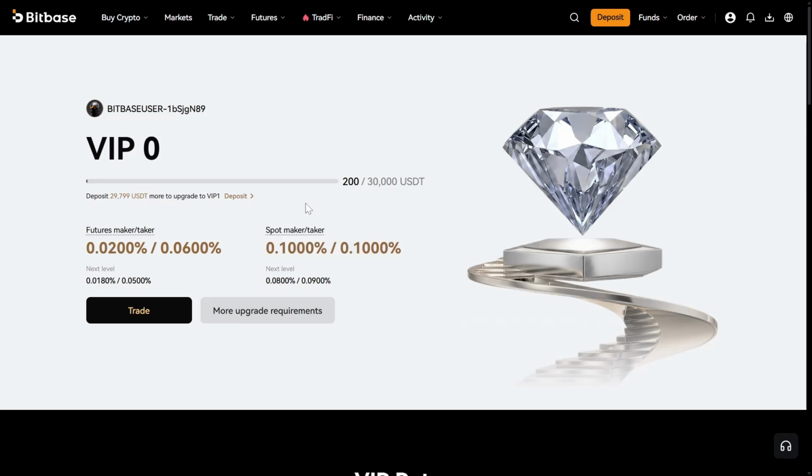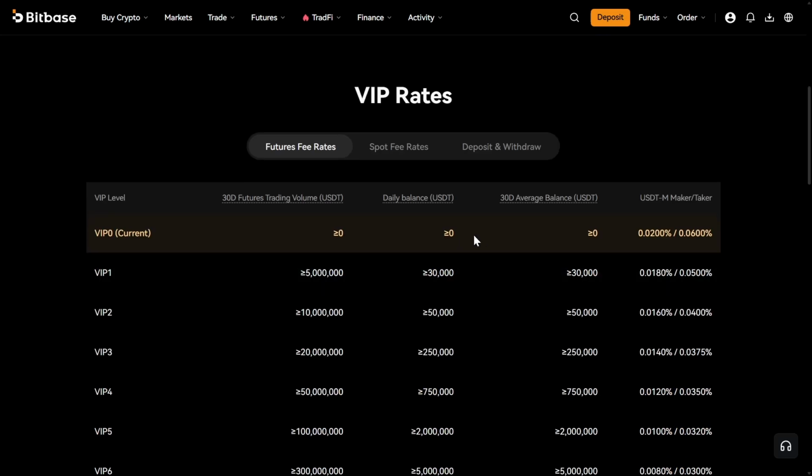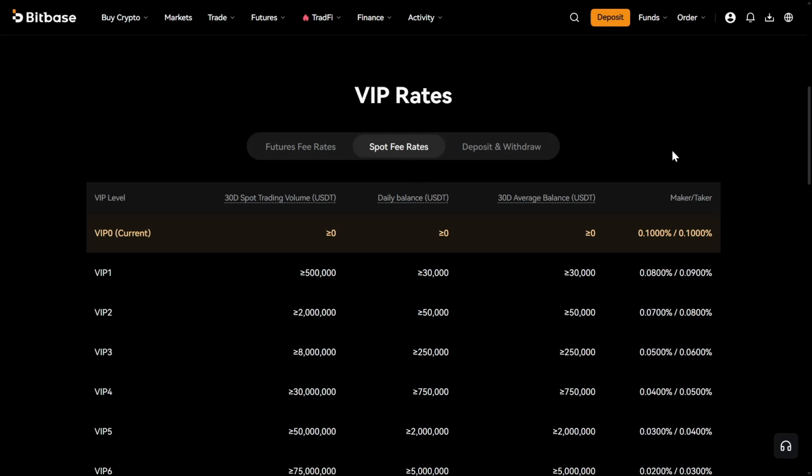Exchanges usually charge two types of trading fees, maker fees and taker fees. Maker fees usually apply when you place a limit order, while taker fees apply when you execute a market order. Bitbase's standard spot maker and taker fees are currently 0.1%. Higher VIP levels based on trading volume or account balance can lower these rates though. If you wanted to check out the VIP program, you could just scroll down a little bit, and here we have the futures fee rates and the spot fee rates.